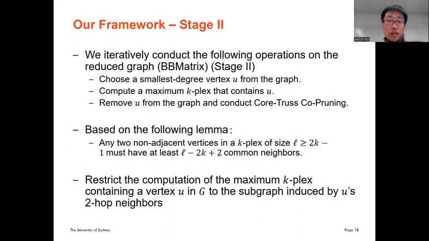Then let's move on to stage 2. In stage 2, we design our algorithm called BBMatrix. It is based on the following lemma. That is, any two non-adjacent vertices in a K-plex of size L greater than or equal to 2K minus 1 must have at least L minus 2K plus 2 common neighbors. This means that if we want to compute a maximum K-plex containing a vertex u, then we can restrict the computation to the subgraph induced by u's two-hop neighbors.